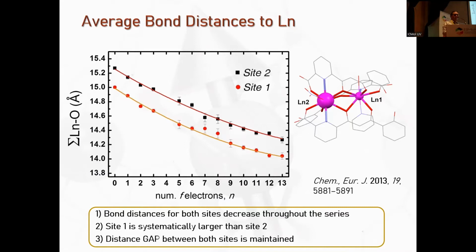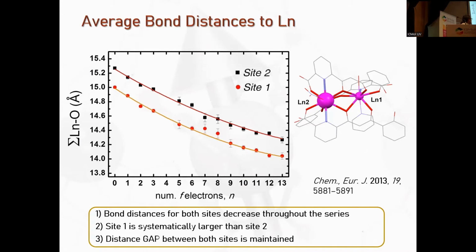And what we realized here, these numbers are the number of f electrons of the lanthanide that is making this molecule. So each one of these points is a molecule for a different metal, from the lightest one to the heaviest one. What we represent here are the bond distances between the metal and the donor atoms around this metal within this molecule. So what we see is that these distances, as we go along the series, as we put f electrons, as we make the lanthanide heavier, decrease.